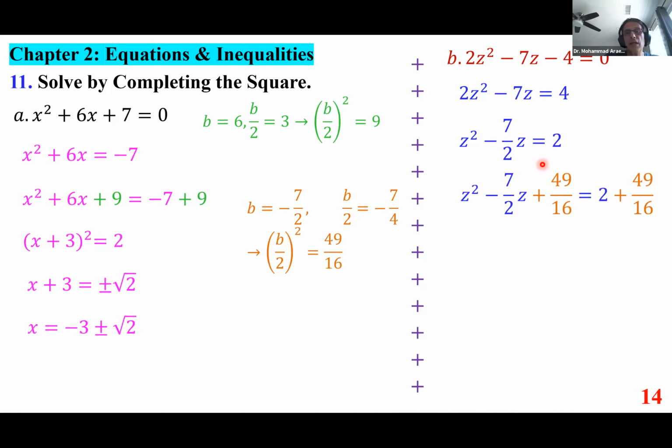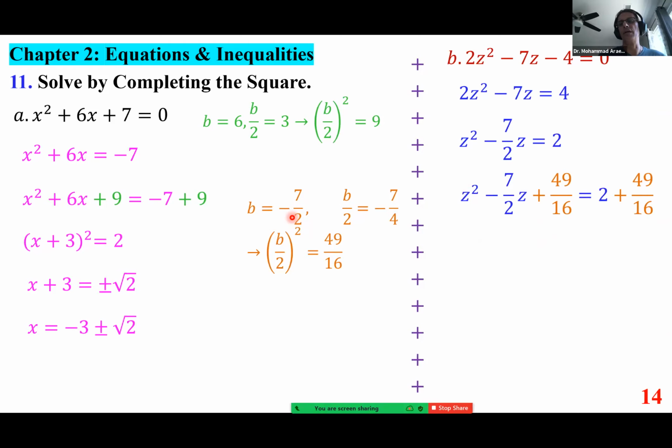Now, what is the left side? As I mentioned, it's always the variable, whatever it might be. In this case, the variable is z, and b over 2, including the sign. So plus b over 2. B over 2 is negative 7 halves. So that means minus 7 halves.